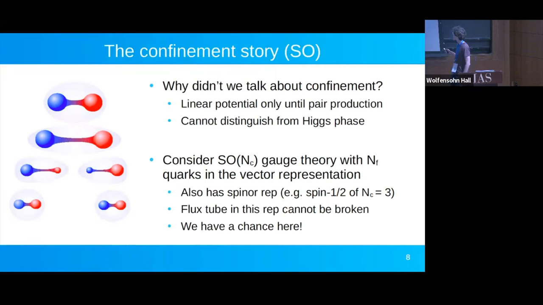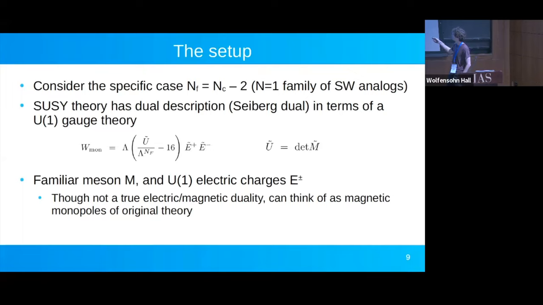All right, so in one particular case, using supersymmetry, in a supersymmetric theory, you have a dual theory written in terms of monopoles. This is sort of an N equals one family of the Seiberg-Witten theories that we heard about before.